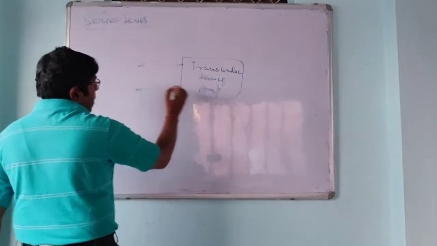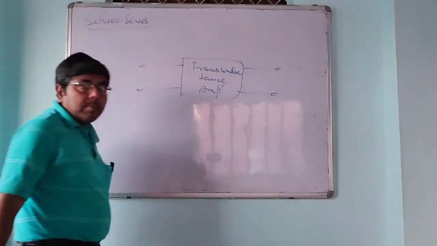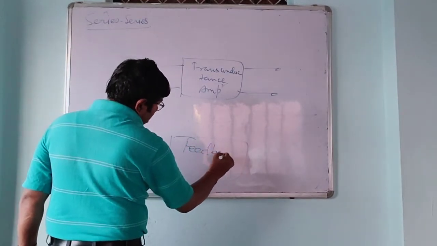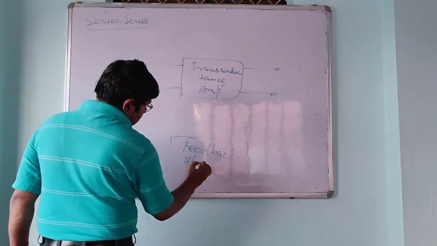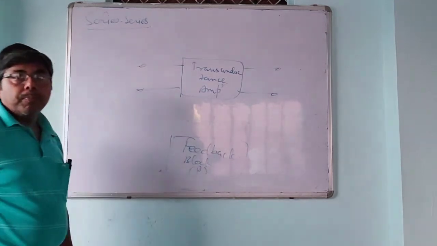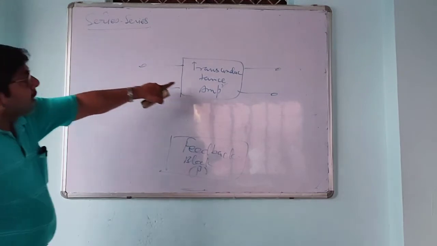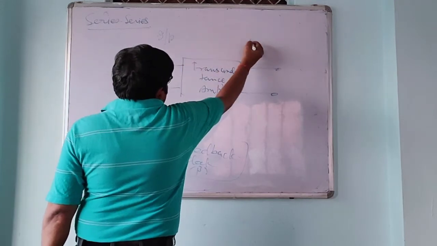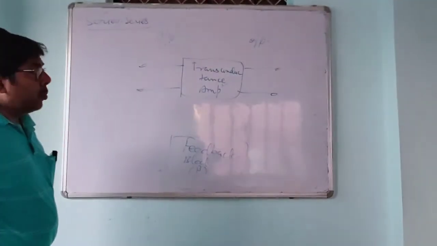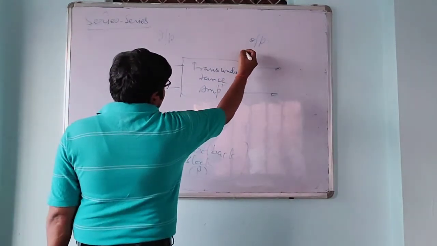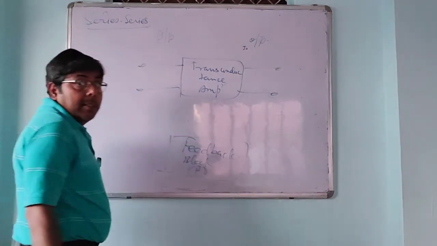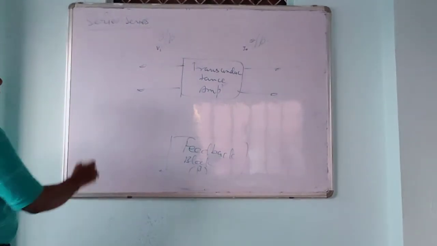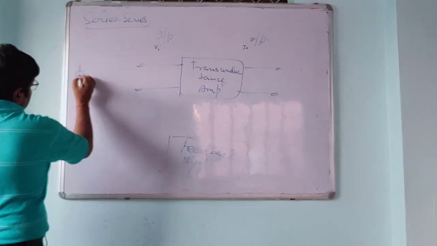Two ports are there, input and output. One feedback block is there for all topologies. This is the feedback block having feedback factor beta. So transconductance amplifier means input and output, two quantities. You have to decide first, input and output. For transconductance, output is current and input is voltage. So for voltage, we will connect like this.